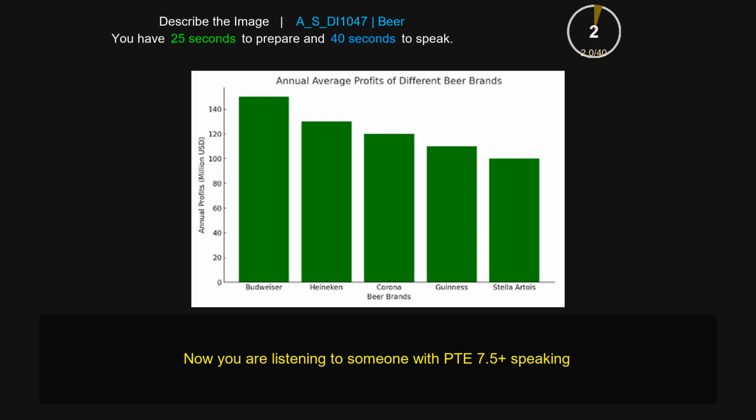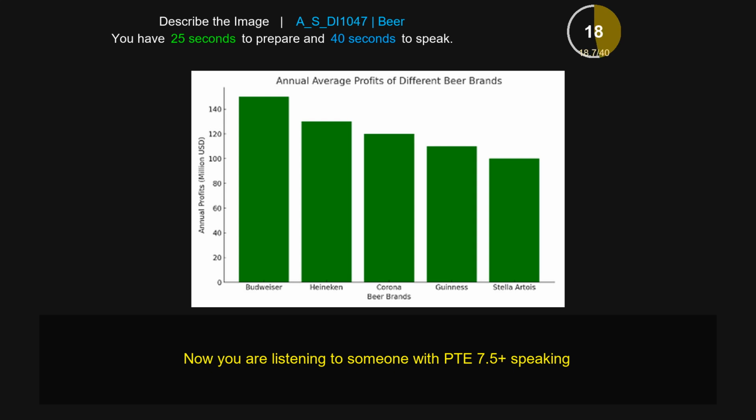The graph provides the information of annual average profit of different beer brands, and the annual profit is given in millions of USD. And lots of alcohol beverage brands have been discussed, such as Budweiser, Heineken, Corona beer brands, Guinness, and Stella Artois.